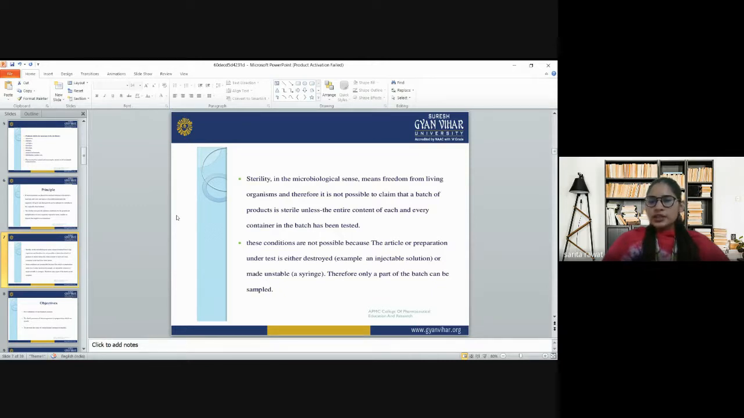So, these conditions are not possible because the article or preparation under test is either destroyed, for example an injectable solution, or made unstable, like a syringe. So therefore only a part of the batch can be sampled. Whenever we make a batch for any manufacturing or supply, it is not possible to check every part of the batch. So we just take a sample, then we assume that the whole batch is okay if the sample is okay.